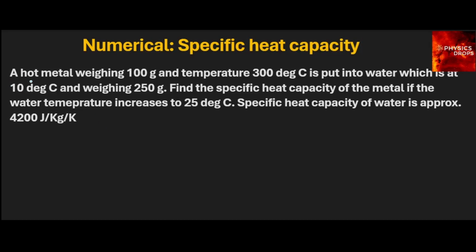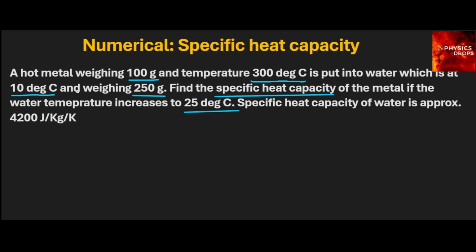We have a question here. A hot metal weighing 100 grams and temperature 300 degrees Celsius is put into water which is at 10 degrees Celsius and weighing 250 grams. That's the weight of the water. The question is to find the specific heat capacity of the metal if the water temperature increases to 25 degrees Celsius. Initially, the water was at 10 degrees Celsius. Now it increases to 25 degrees Celsius. We need to find the specific heat capacity of the metal.